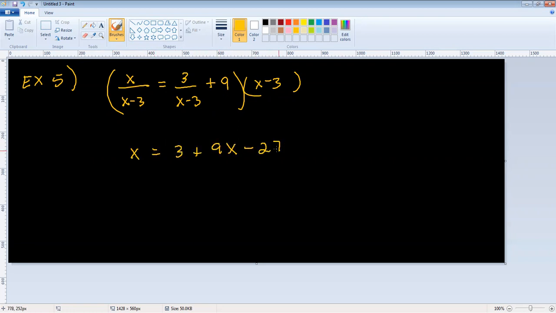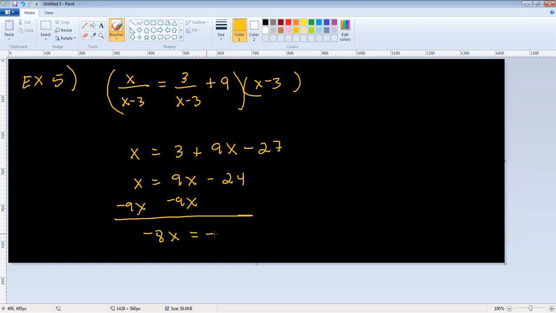9x minus 27. Okay. So let's see here. What do we get? We get 9x, negative 27 plus 3 is going to be what? Negative 24. Okay. So negative 9x, negative 9x. This is going to be what? Negative 8x is equal to negative 24. So all we have to do is divide by negative 8. And what are we going to get? We're going to get x is equal to what? 3? I think 3.